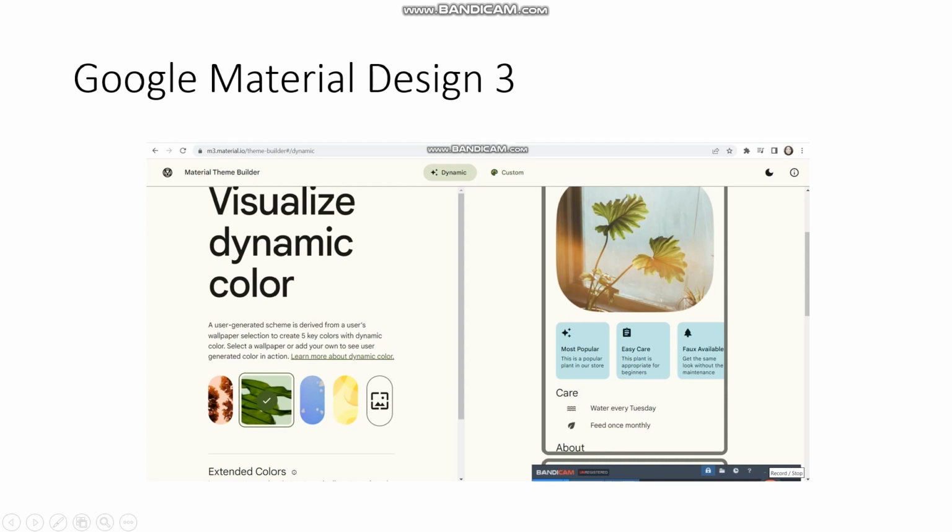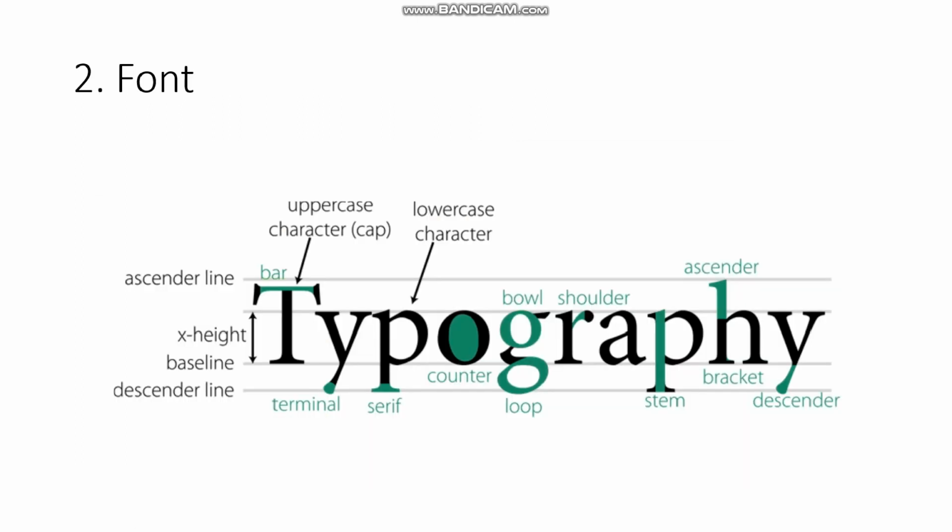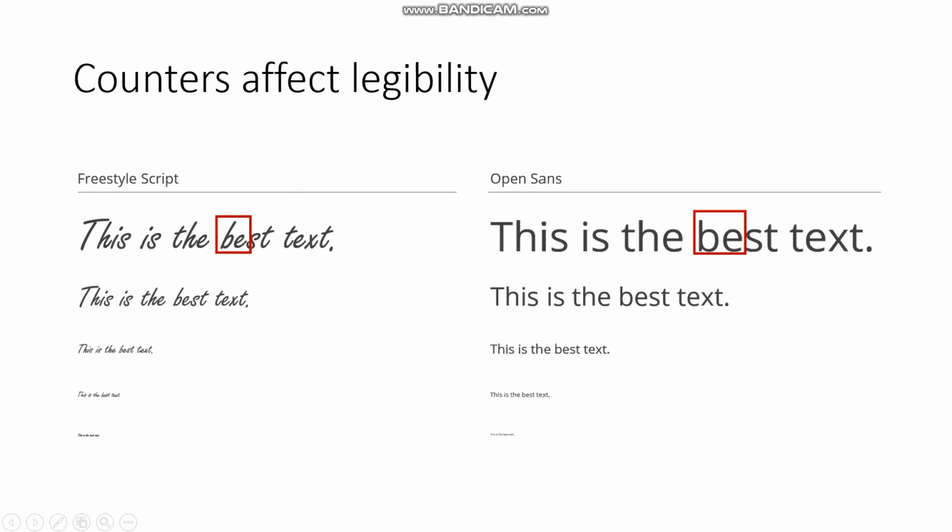Okay, next I want to go to font. Firstly, you have to understand what typography is. There are many terms, from uppercase, descender, serif, loop. This does not include kerning. But let's see what the counter is here. The counter is this one.